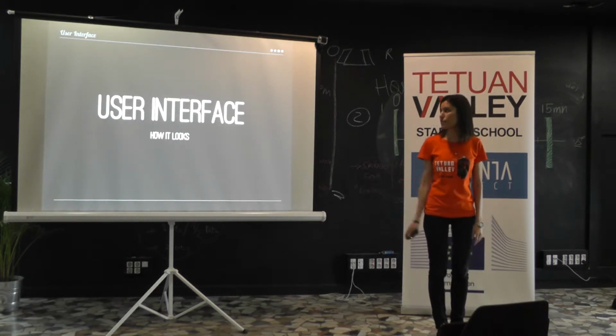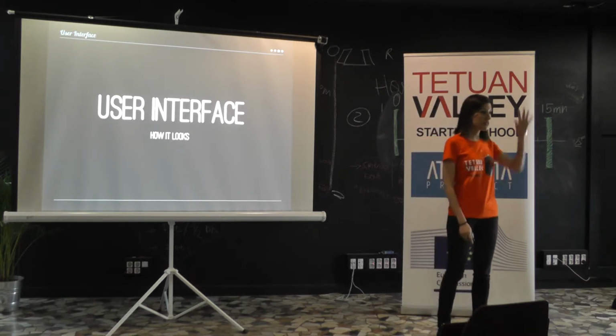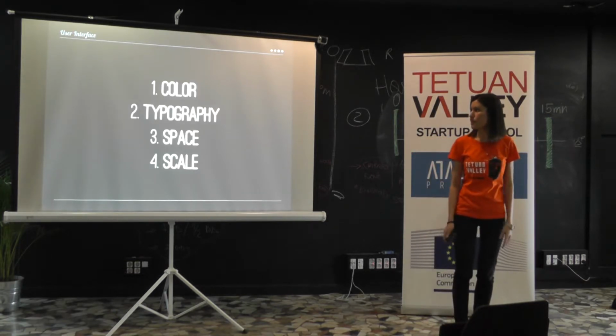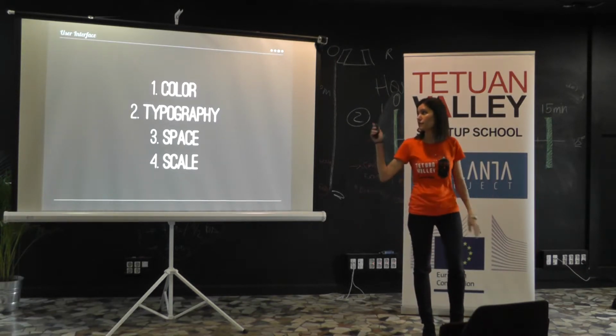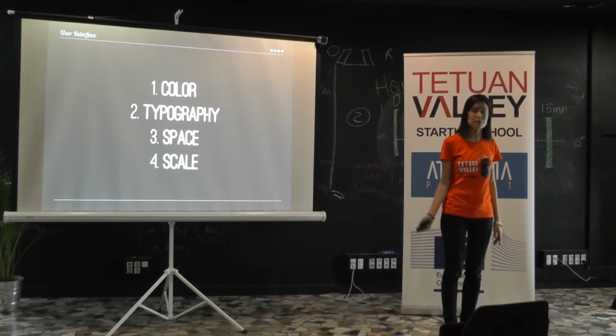Okay, now let's go to the user interface, which is how it looks. All the visual content. There are many fields, but we're going to talk about the most important ones, which are color, typography, space, and scale.